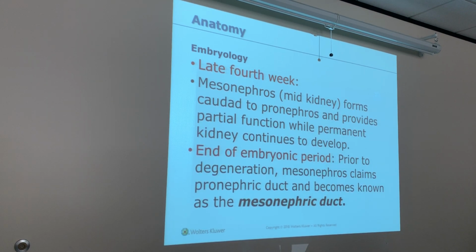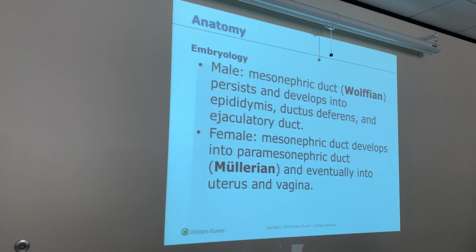Fourth week, mesonephric duct. Already talked about that. Okay, so the mesonephric duct turns into the Wolffian duct, and the Wolffian duct gives us our epididymis, our ductus deferens, and our ejaculatory ducts. On the female, the mesonephric duct develops into the paramesonephric duct, also called the Müllerian duct, and it gives rise to the uterus and the vagina.